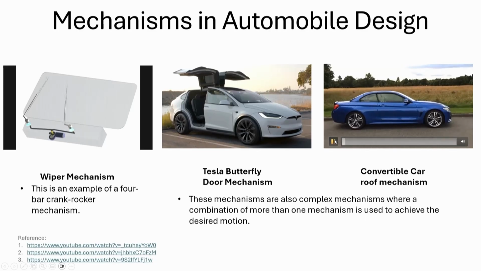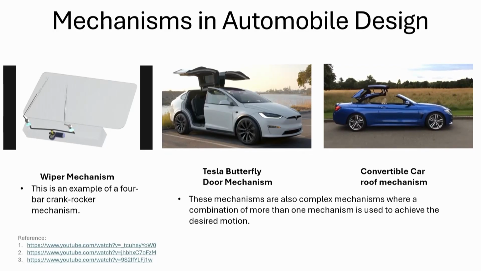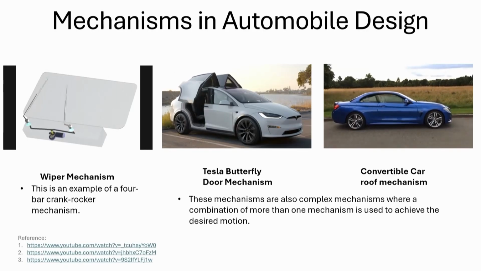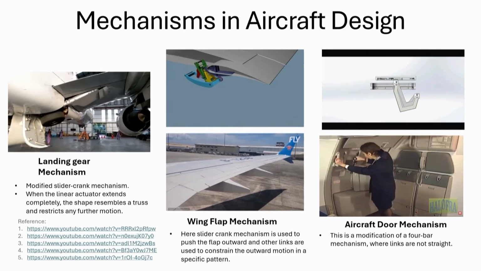And also see the convertible car roof mechanism. So, these are convertibles. These are all different types of complex mechanisms that you can generate starting from these simple mechanisms. So, this is what we have seen in terms of cars. Now, for aircraft also, look at the landing gear mechanism.